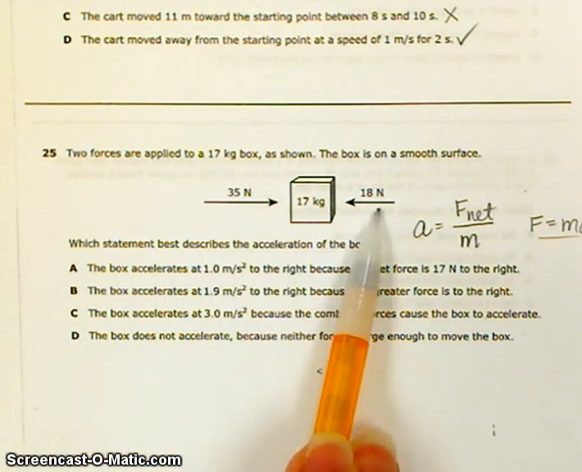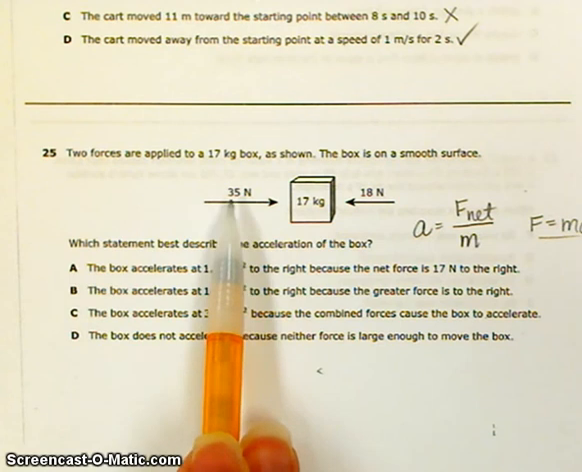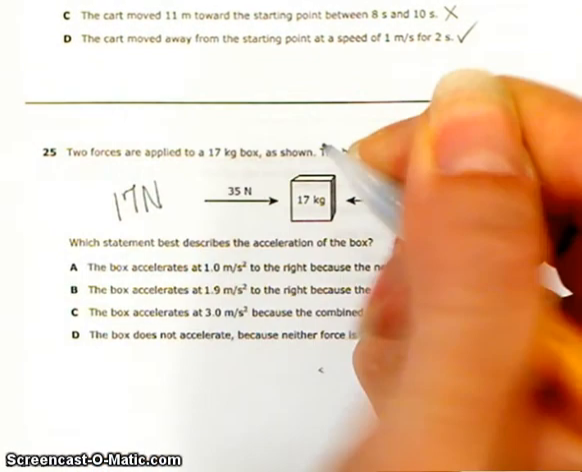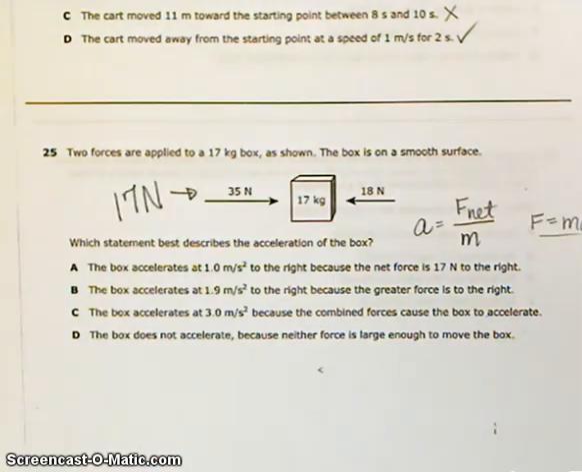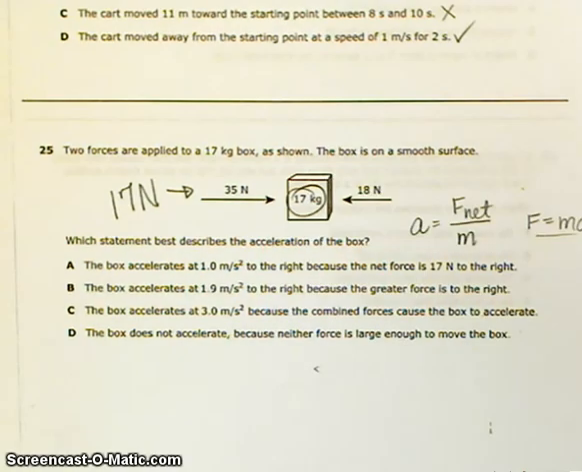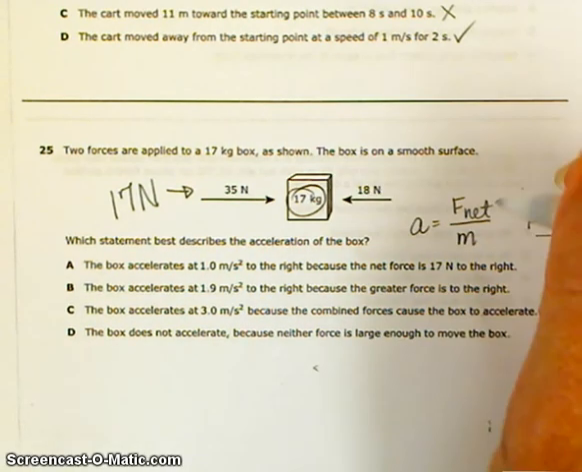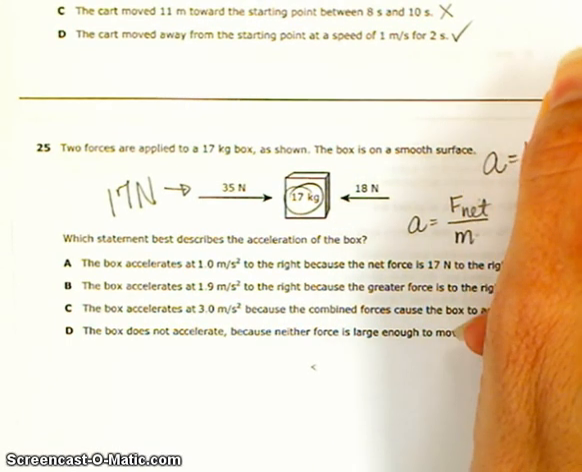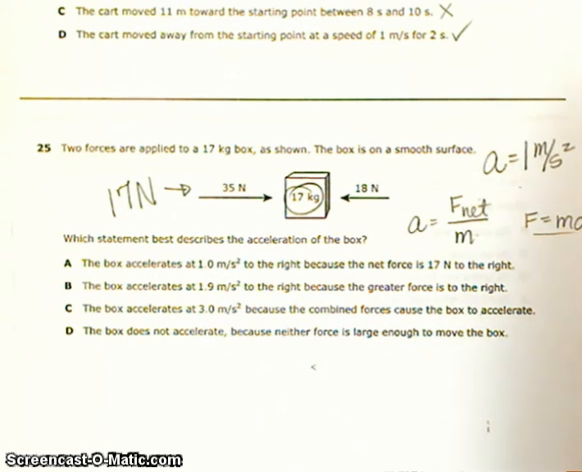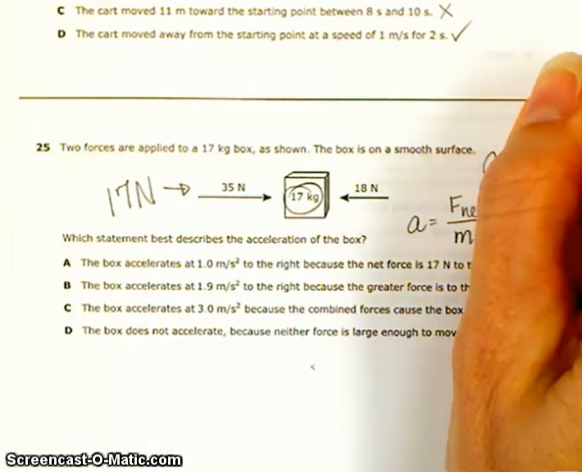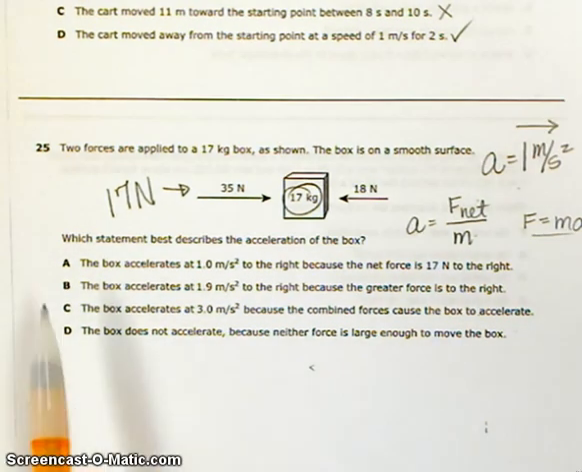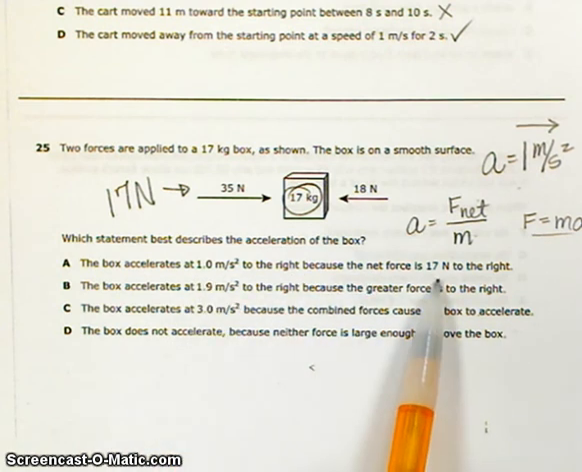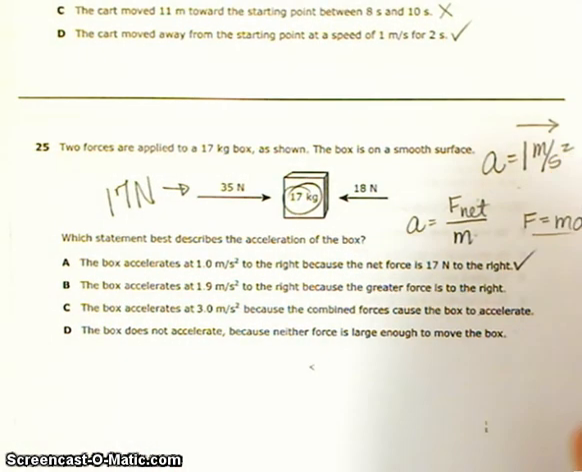Your net force, these two are working against each other, so 35 minus 18, your net force is 17 newtons to the right. Your mass is 17 kilograms. So 17 divided by 17 will give you an acceleration of 1 meter per second squared to the right. Okay, so let's go fishing for a good answer. The box accelerates 1 meter per second to the right because the net force is 17 newtons to the right. That sounds good to me.